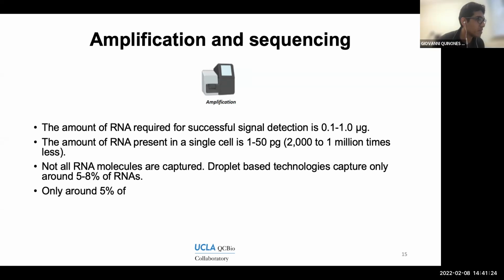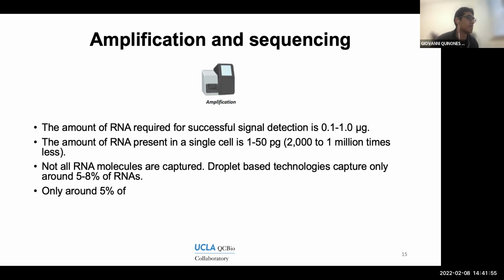Something happened here. Apologize for this. I may have deleted the rest of the sentence by accident, but this bullet point is showing that 5% of the RNAs are mRNAs. Apologize for that, but this is an important point actually, because what we're saying is that out of the RNAs that we're capturing, not all the RNAs we're interested in.